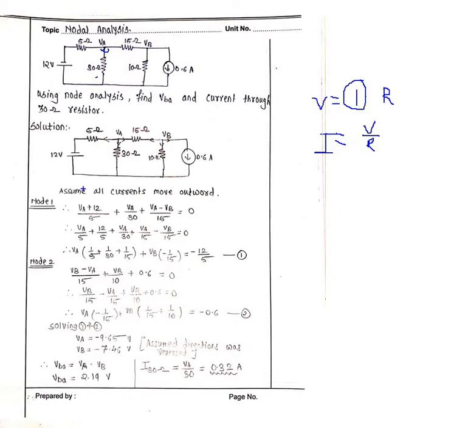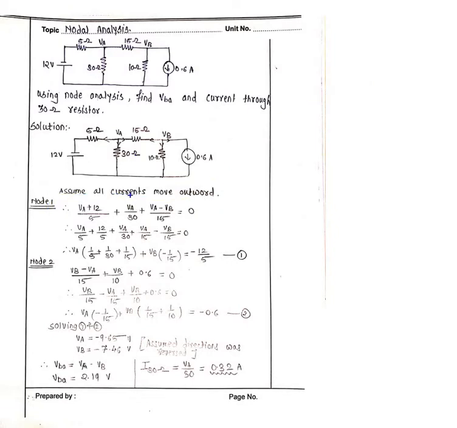So what I said is the simplest method: all the currents move outward in the directions. First you want to write from the node, in outward directions. You can write an arrow mark. Then how many nodes? Node 1 and node 2. This is node 1 and this is node 2.